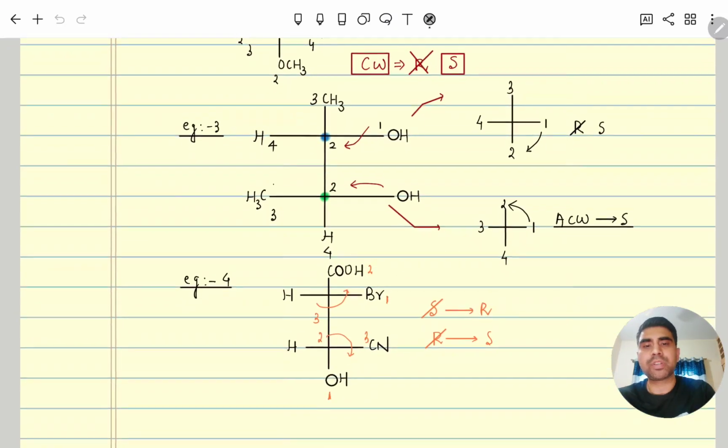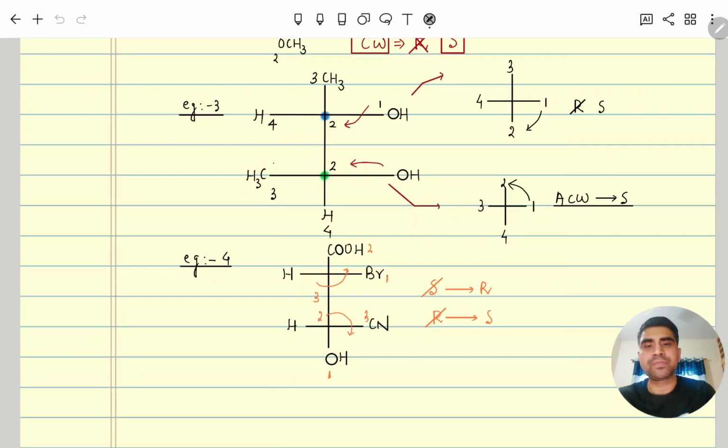Similarly, take this Fischer projection where two chiral centers are there. In this chiral center, atomic number 1 is here, then 2 is this one. Why? Because this carbon is connected to the next carbon, whereas this carbon is connected to hydrogen. So 2, then 3 and 4. So 1, 2, 3 is coming clockwise, meaning R, but since the lowest priority is on the horizontal, we will consider R as S.